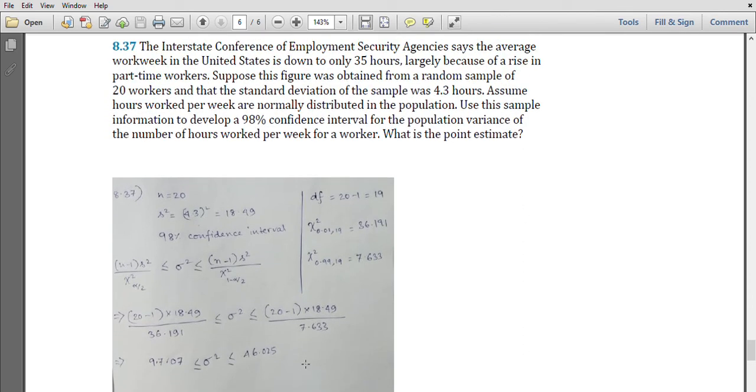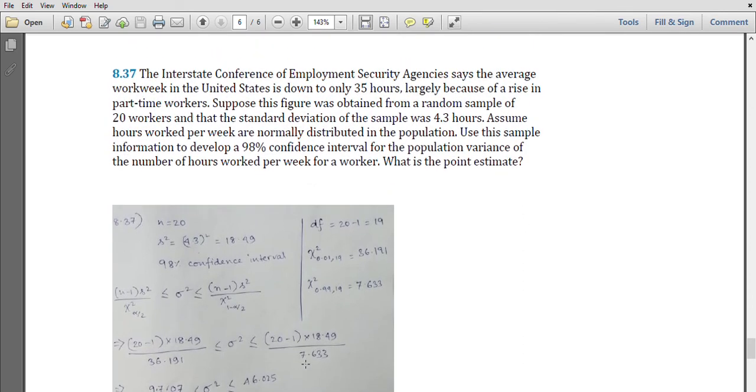Now this is the last problem we have come to so far. Let's see what the problem statement is. The Interstate Conference of Employment Security Agency says the average work week in the United States is down to only 35 hours, largely because of a rise in part-time workers. Suppose this figure was obtained from a random sample of 20 workers and the standard deviation of the sample was 4.3 hours. Assume hours worked per week are normally distributed in the population. Use the sample information to develop a 98% confidence interval for the population variance of the number of hours worked per week for a worker. What is the point estimate?